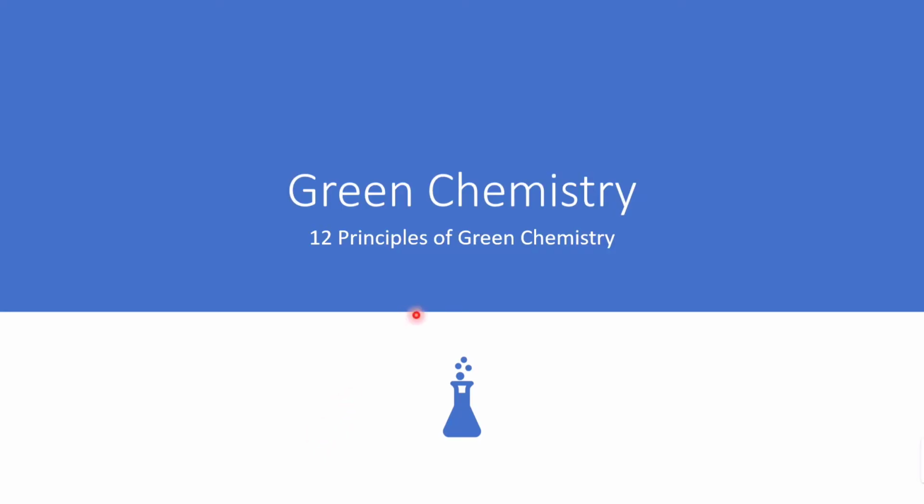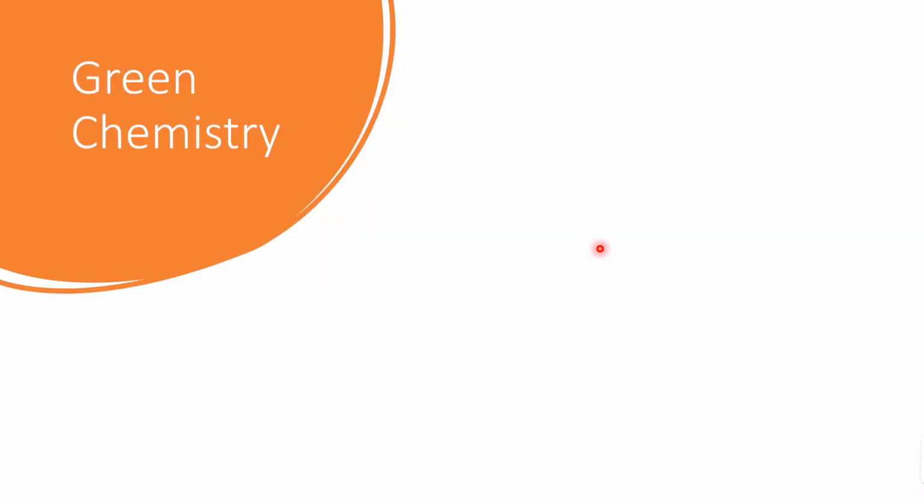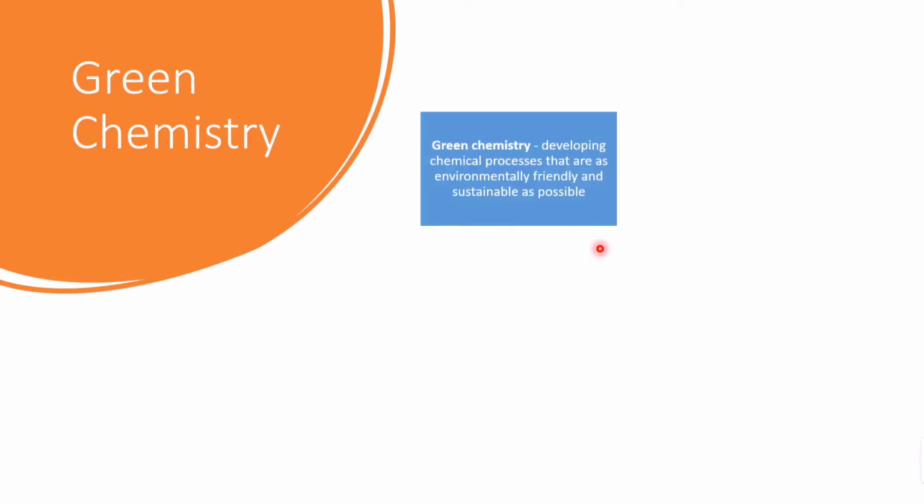So today's video is on green chemistry and the 12 principles of green chemistry. First we'll have a look at the definition. Green chemistry is developing chemical processes that are as environmentally friendly and sustainable as possible. When thinking about green chemistry, the two key points to think of are environmentally friendly and sustainable.